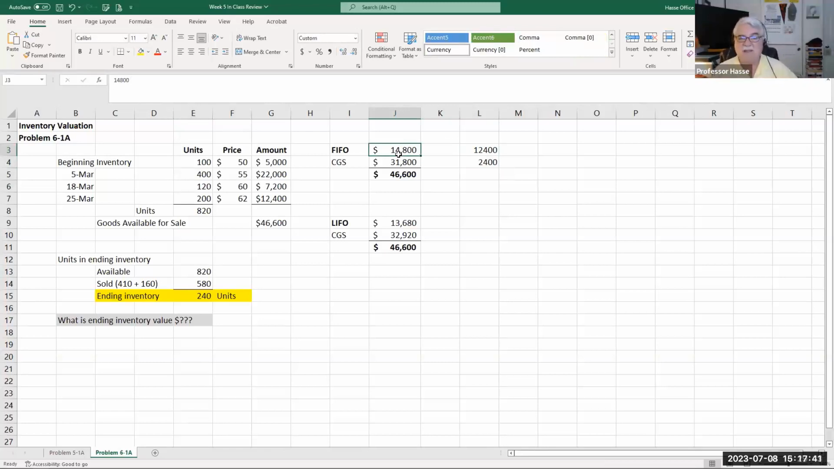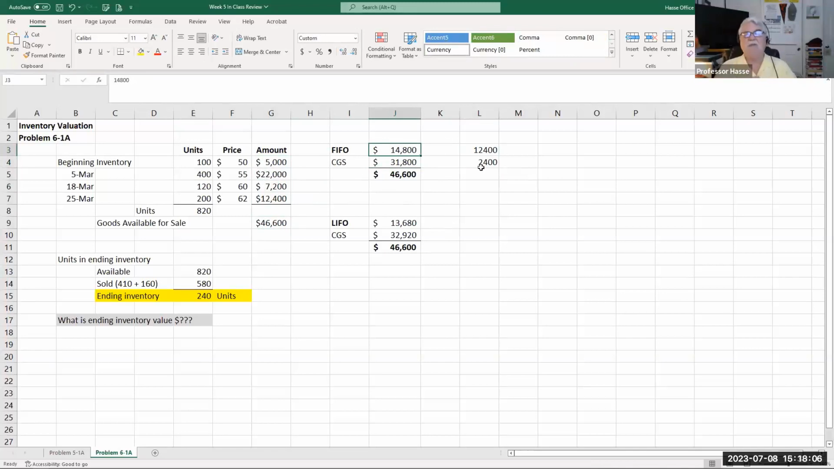What that means is if my inventory was $14,800 and I have $46,600 of available inventory, the difference between $14,800 and $46,600 must be my expense, the cost of goods sold. So their expense is $31,800. The balance on their balance sheet and inventory is $14,800.